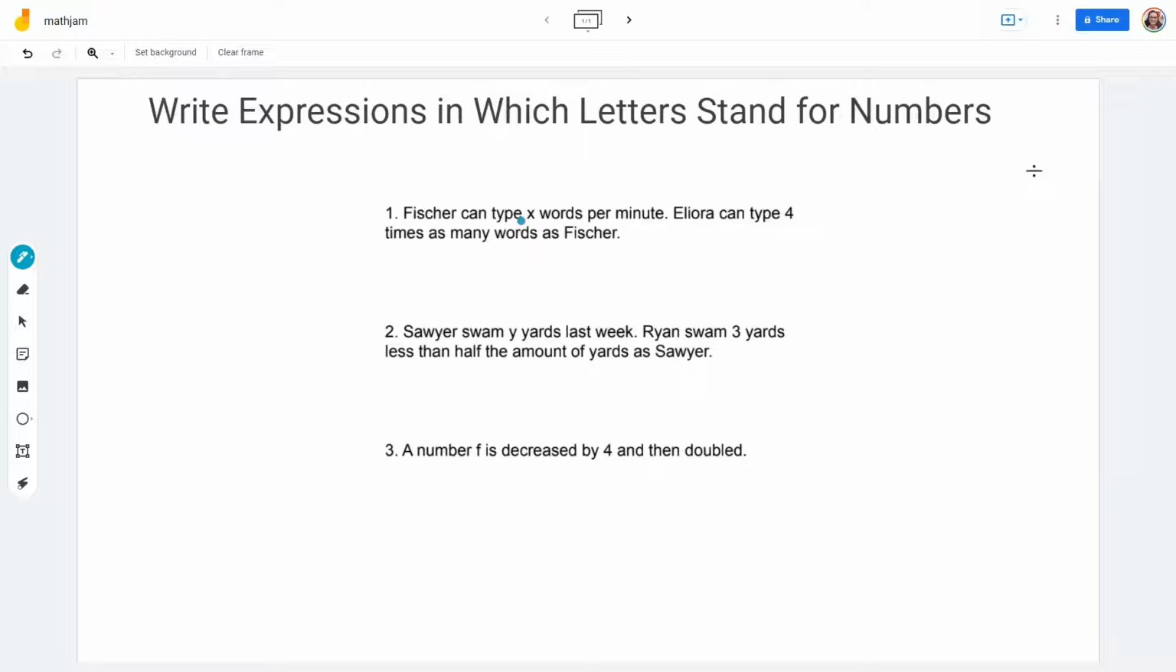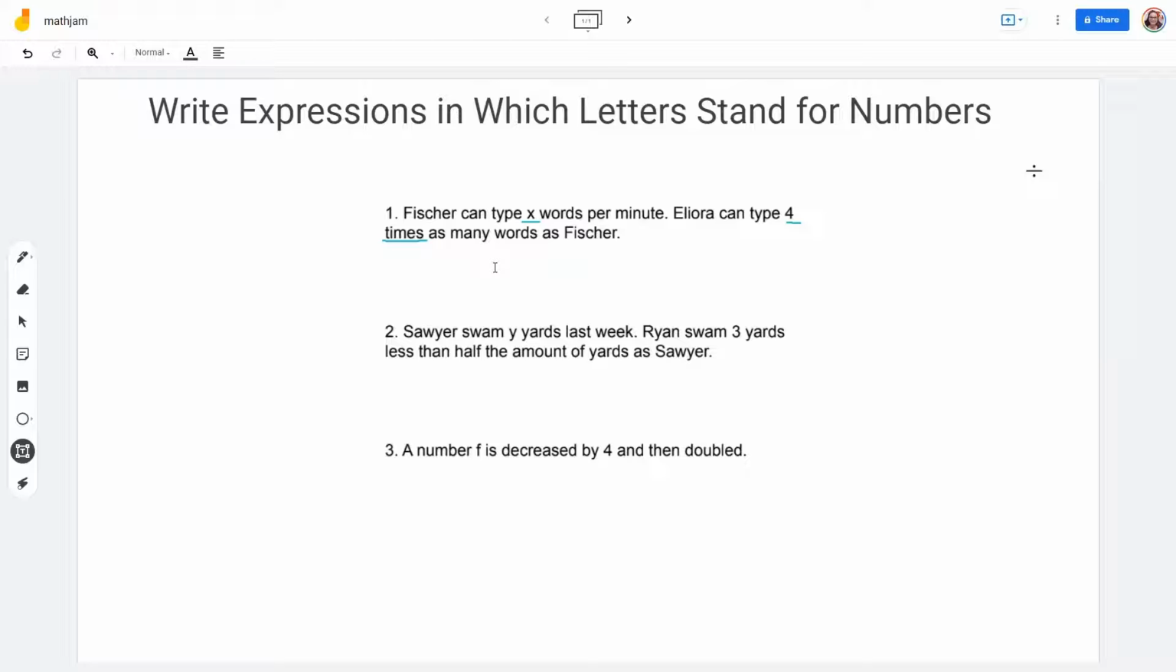So we've got X words per minute. X is going to represent a number, so we're definitely going to underline that. Eliora can type 4, so we definitely need that. But that's 4 times as many words as Fisher. Remember, times means multiply, so we need that too. There's a quick and easy way to write this one out as an expression.